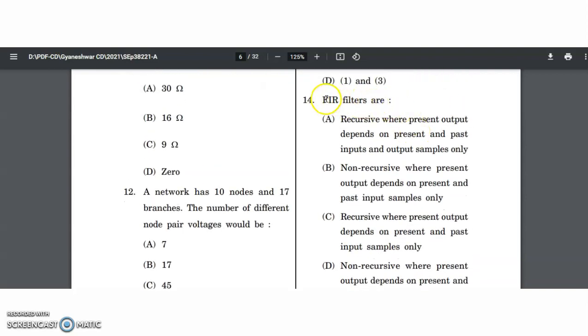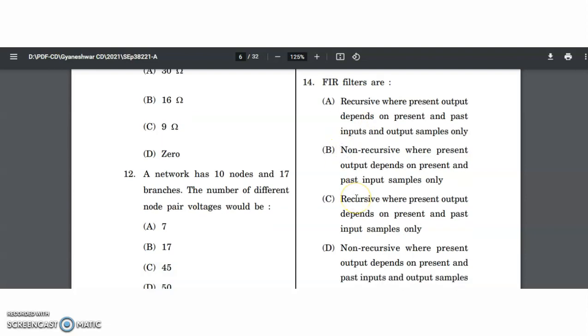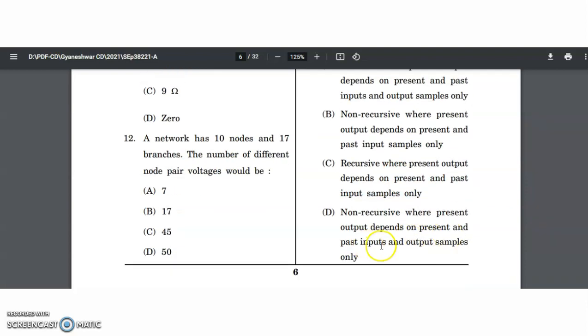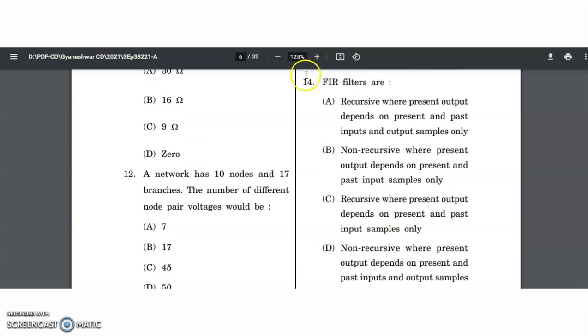Coming to the next question. FIR filters. Actually, here digital filters has to be there. Anyhow, finite impulse response and infinite impulse response. Here they have given the options regarding recursive and non-recursive. In recursive, the present output depends upon the present and past input and output samples. Non-recursive is where the present output depends upon the present and past input samples only. I will show you the differences between the recursive and the non-recursive, guys.